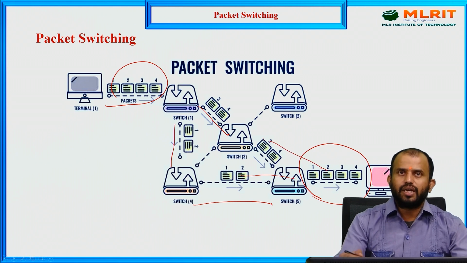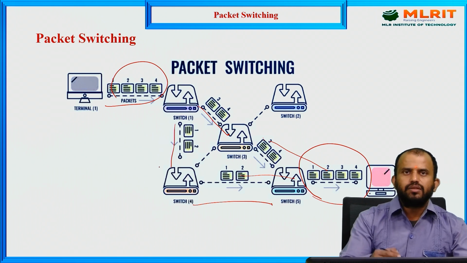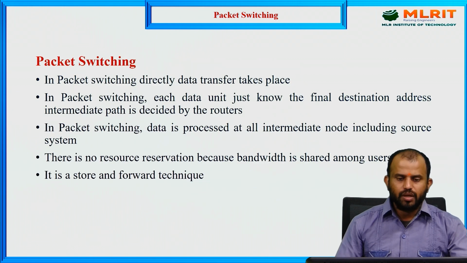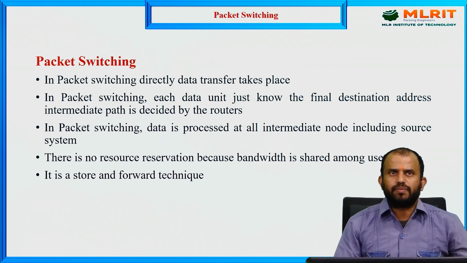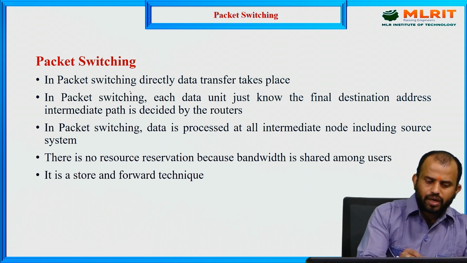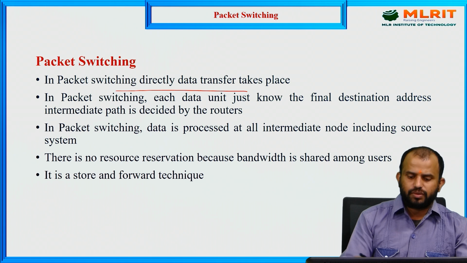In packet switching, the name itself describes the mechanism. Packets should be switched, split, and transmitted to the next node. That kind of mechanism we call the packet switching mechanism. So how does it work? In packet switching, data is transferred directly, because the data should be transmitted from source to destination. Direct data transfer takes place.